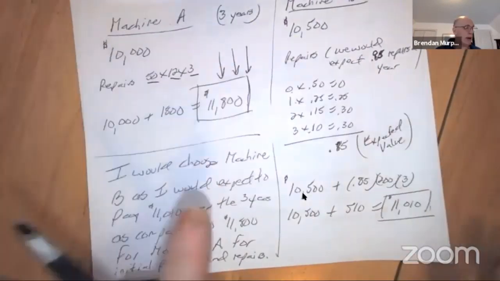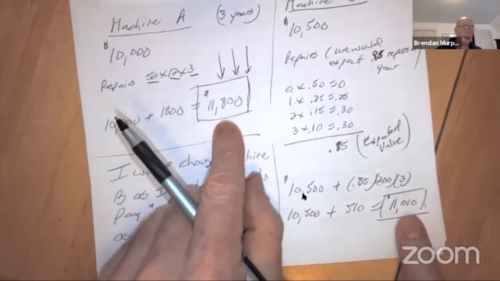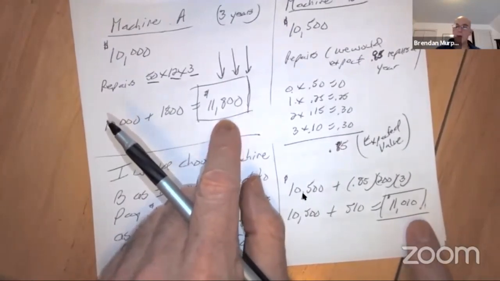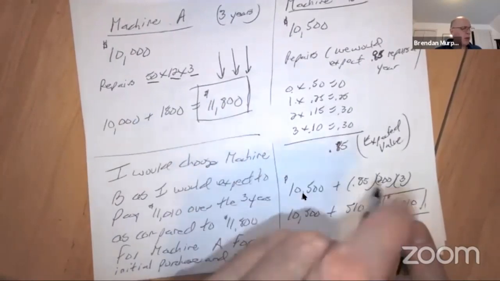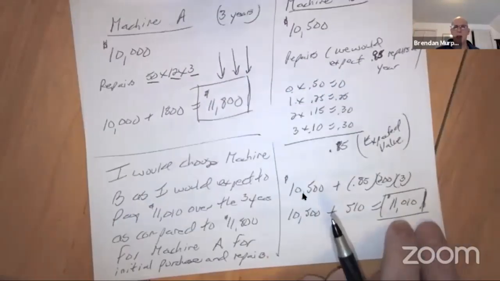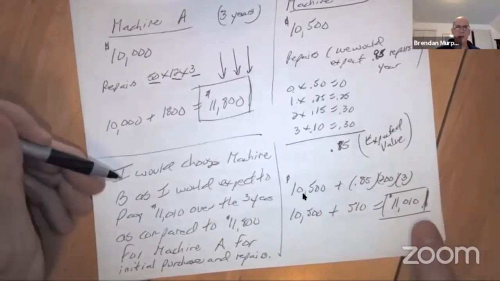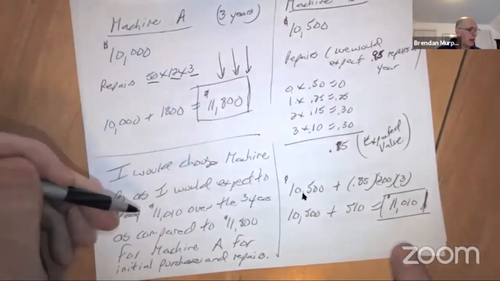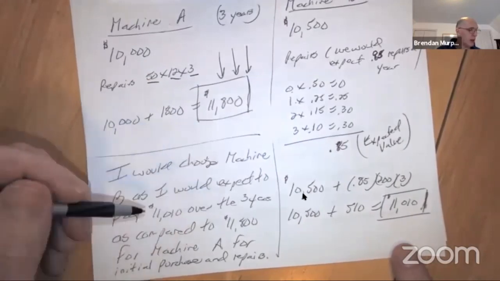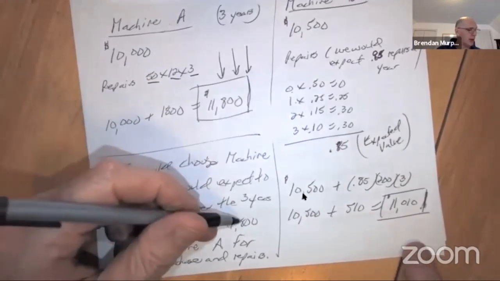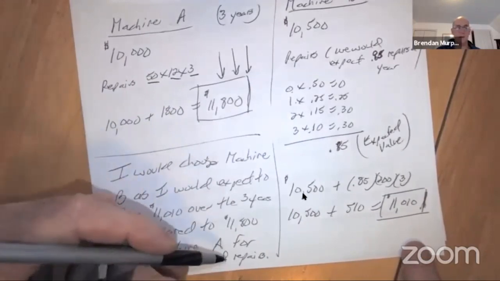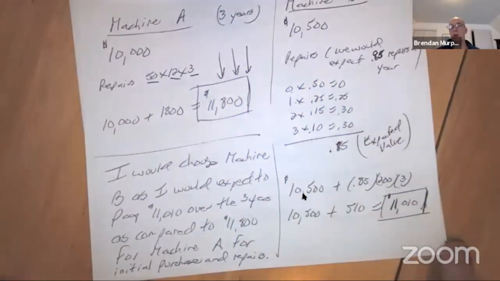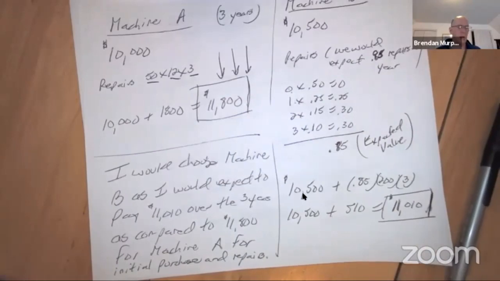So if I'm looking at these two numbers, we think that machine B will be less expensive, but there are no guarantees. Most of my students will say, let's pick machine B. So over here, I added a sentence saying, I would choose machine B as I would expect to pay around $11,010 over the 3-year window as compared to $11,800 for machine A for initial purchase and repairs. That's what most of my students will answer.